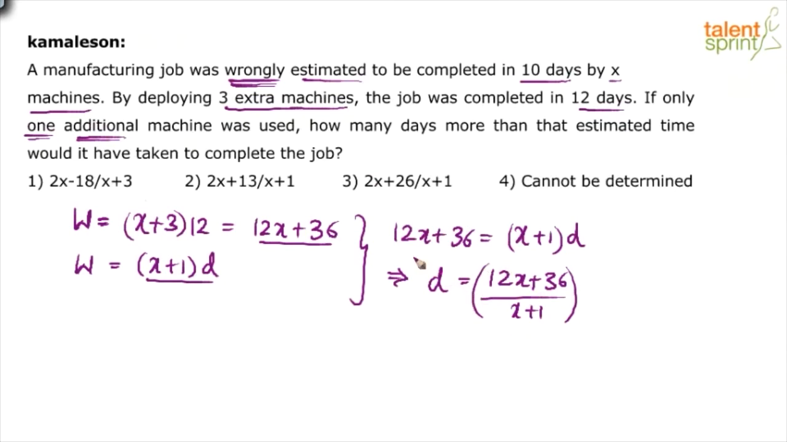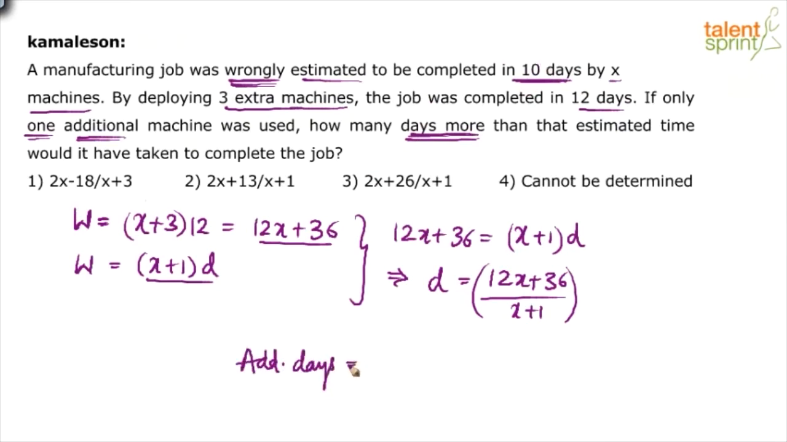But what is asked in the question? How many days more than the estimated time would it have taken to complete the job? The total number of days that it takes when only one extra machine is used would be 12x plus 36 by X plus 1. But it's not asking us to find out the total number of days. It's asking us to find out the number of days more than the estimated time. What is the estimated time? 10 days.